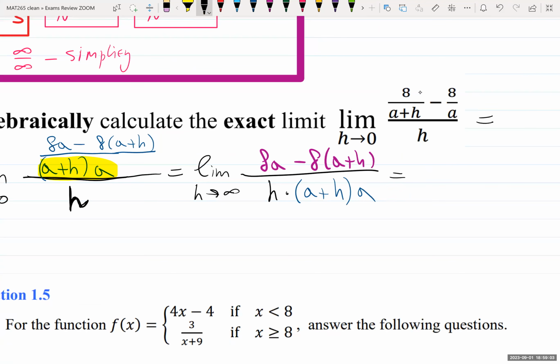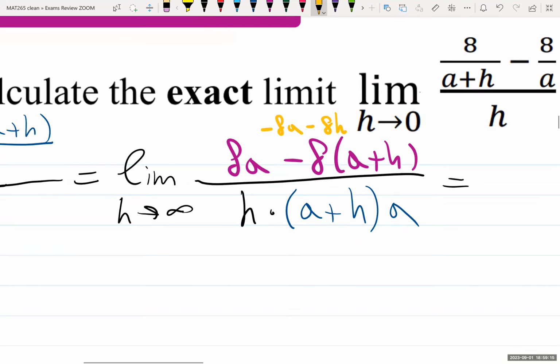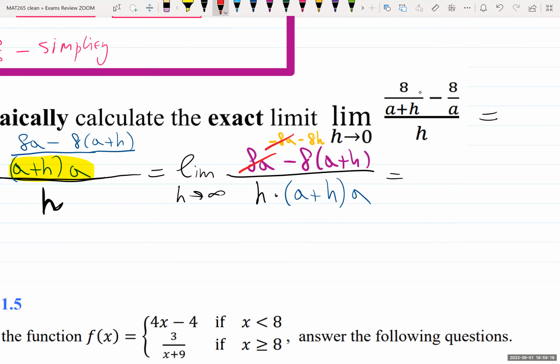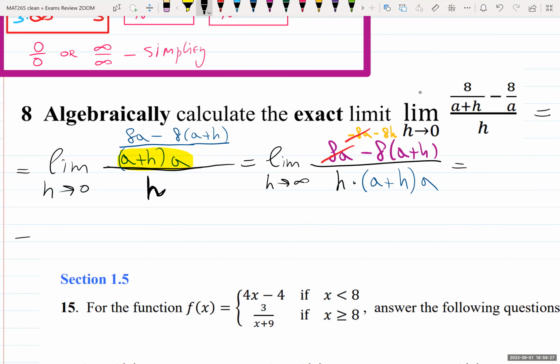Now you distribute 8. I would take a pencil if I were a student. 8a and distribute separately, so I don't have to write all of it again and again. Minus 8a minus 8h. Now I just know that 8a minus 8a is 0. So what do we have? We have limit as h goes to 0, 0. Did I switch between 0 and infinity? Yeah, that's rude. Don't do that. 0, 0. Minus 8h is left, over h times a plus h times a.